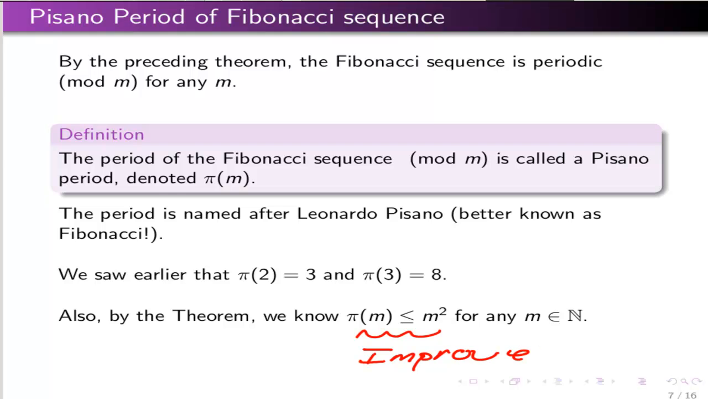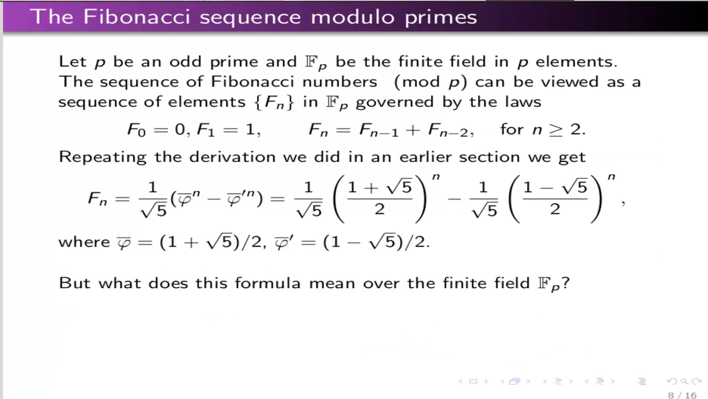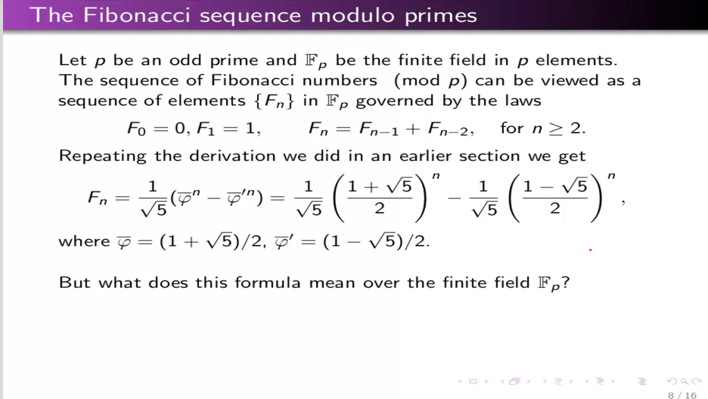So let's just study it more carefully. Okay, let's focus on the Fibonacci sequence mod primes. So I'll let F_p be the finite field with p elements, and let's look at the Fibonacci sequence as a sequence of elements of this field. So 0 and 1 are in the field, and then every subsequent term in the sequence is just the sum of the previous two. And we want to look at the periodic behavior.